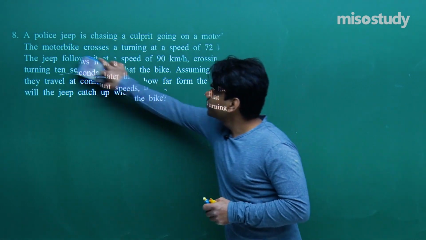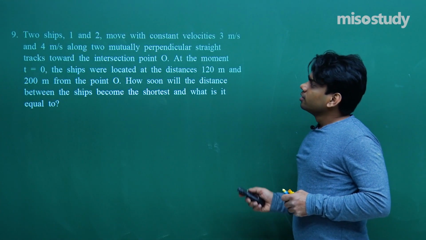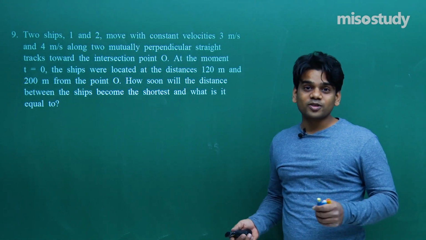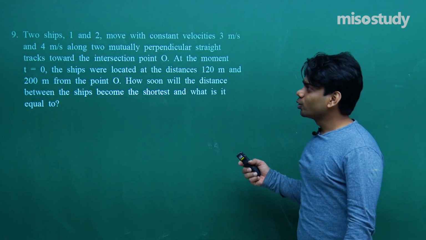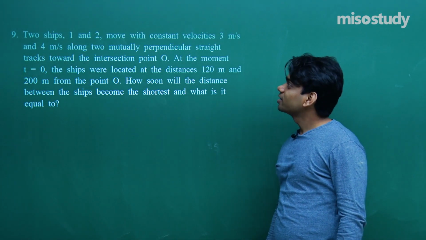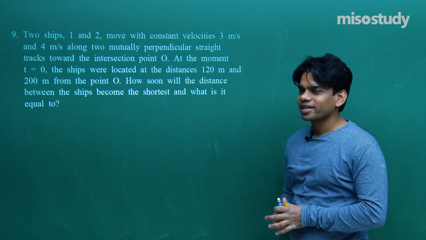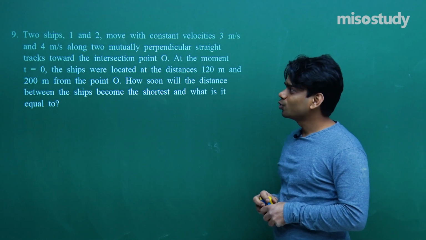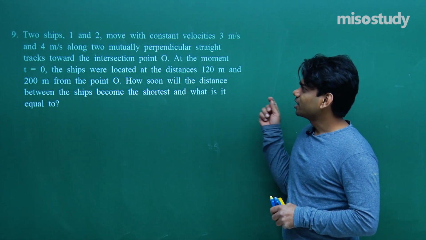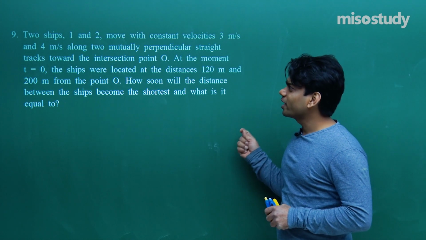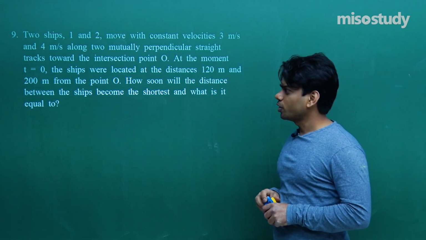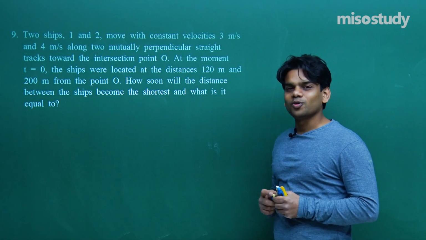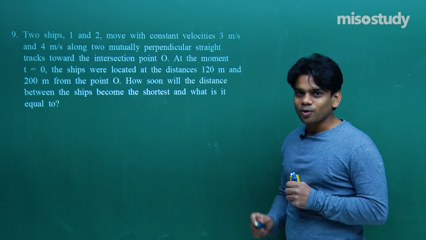Let me rub this. Very interesting question, and such kind of question can come in Advanced also and in Mains also. Two ships, 1 and 2, move with constant velocities 3 meter per second and 4 meter per second along two mutually perpendicular straight tracks towards the intersection point O. At the moment t equals 0, the ships were located at a distance 120 meter and 200 meter from the point O. How soon will the distance between the ships become the shortest and what is it equal to? Try to understand the problem statement.